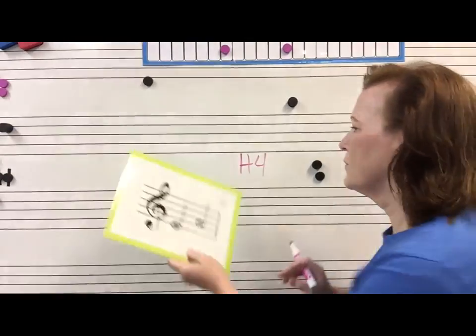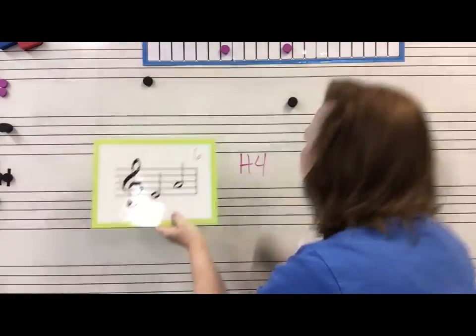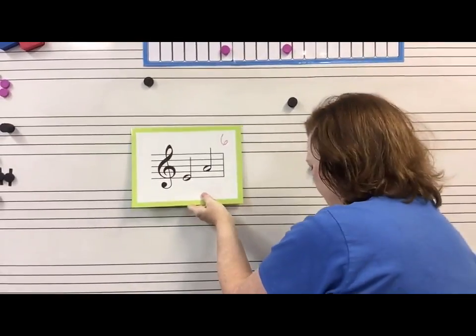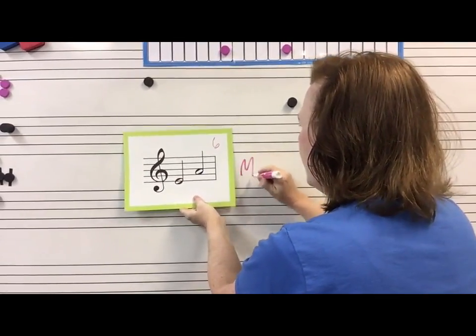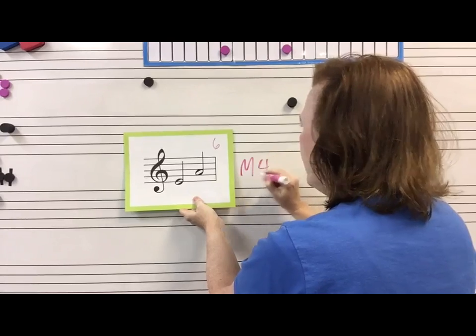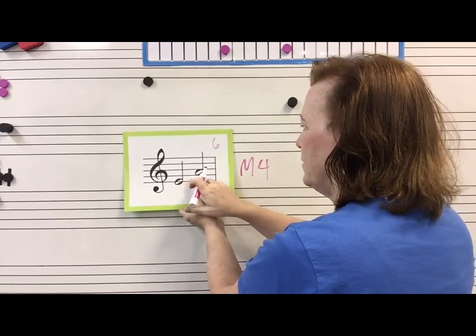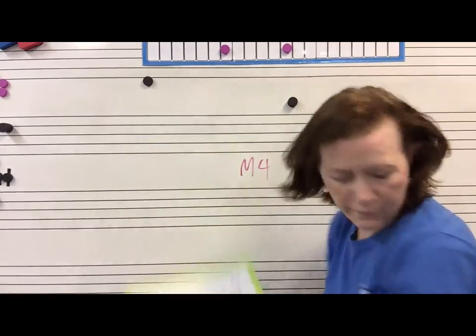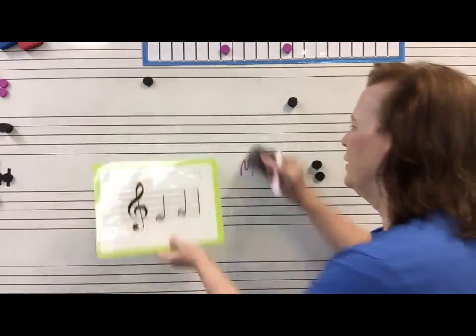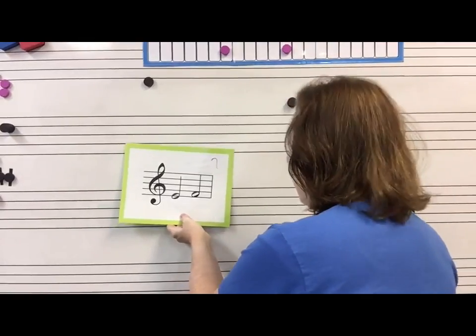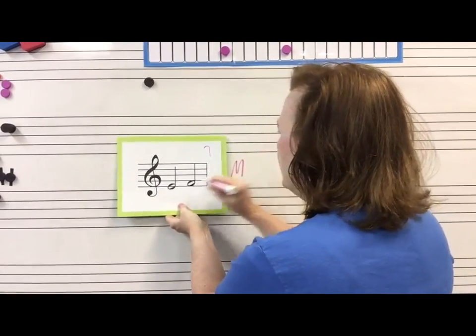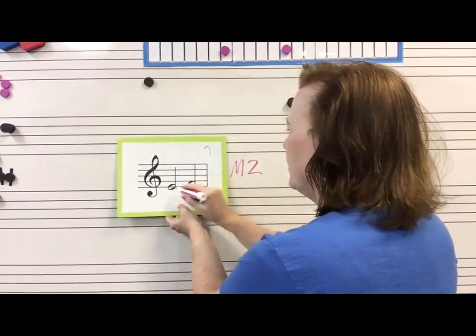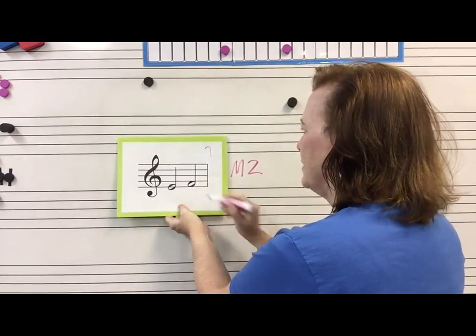Number 6. This one is melodic. We play them one at a time. And this one is a fourth. Line to space. 1, 2, 3, 4. Number 7, melodic again. This one is a second. They just go from one note to the very next note. Line to space.